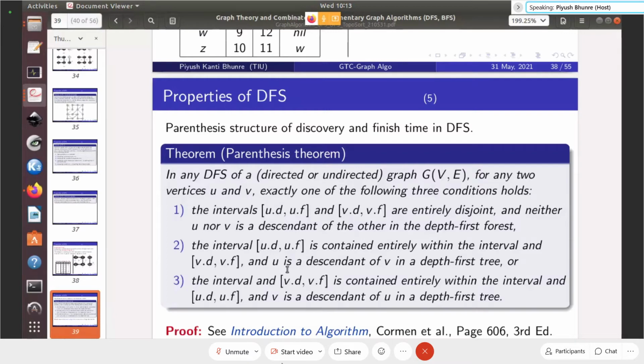Okay, so in this case u is a descendant of v, because u is contained within this interval for v, so u must be discovered at a later time than v. That's why it is a descendant of v. So you can say successor or descendant of v in the depth first tree.